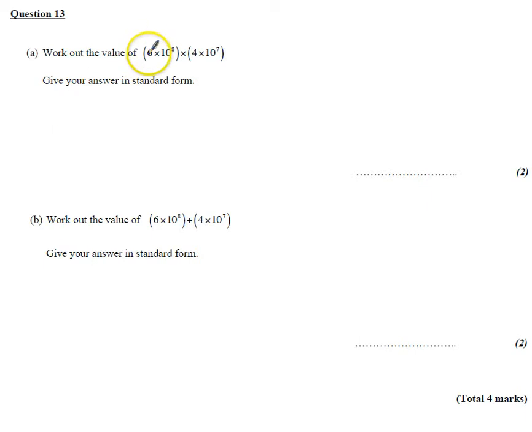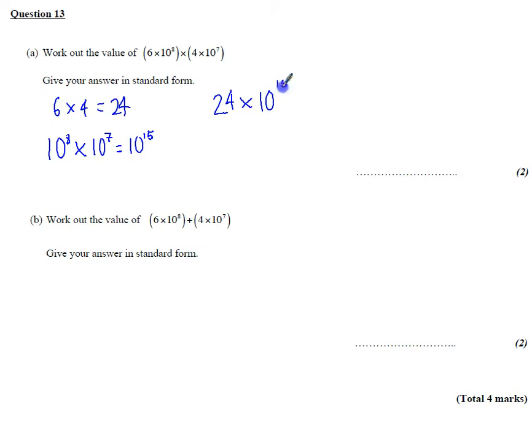So I'm going to take the number parts. So I'm just going to do 6 times 4, which is 24. And then I'm going to do the powers of 10 bit. 10 to the power of 8 times 10 to the power of 7, which is 10 to the power of 15. So putting that together, I get the answer 24 times 10 to the power of 15.